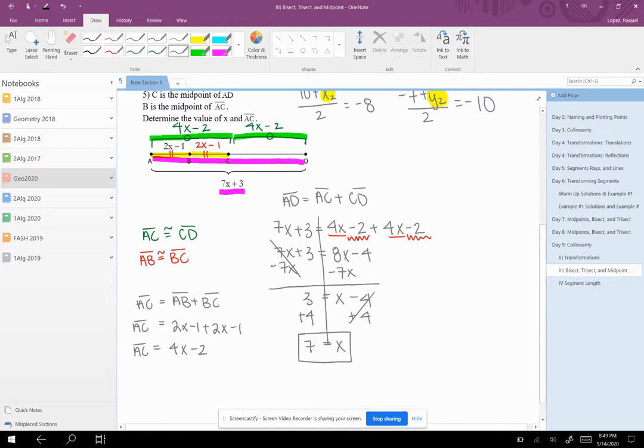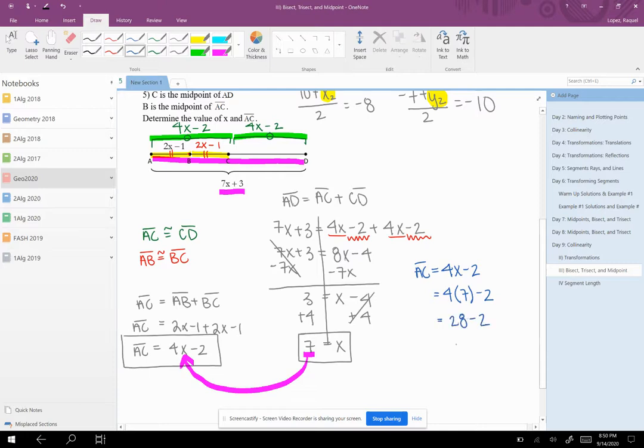We're not done yet because they also want us to find the value of AC. I know my expression for AC. It's right here, I figured that out earlier. So I can take this value for x and plug it into that expression. That's what I'm going to do over here to the side. AC is 4x minus 2. Instead of writing the x, I'm going to do 4 times parentheses 7, minus 2. So 4 times 7 is 28, and 28 minus 2 is 26. So that means AC equals 26. And we're done.